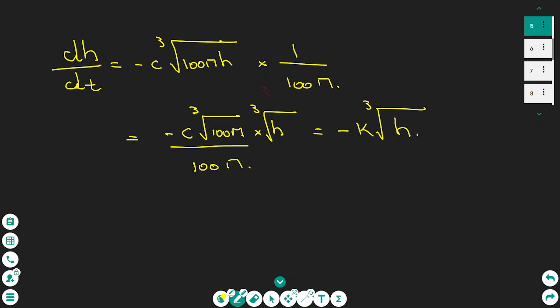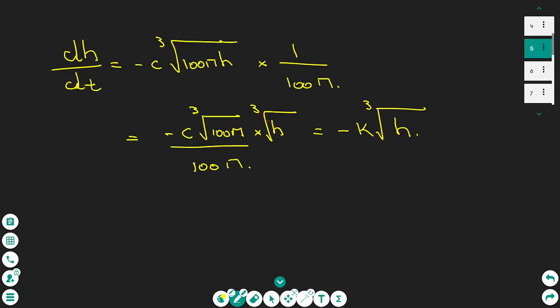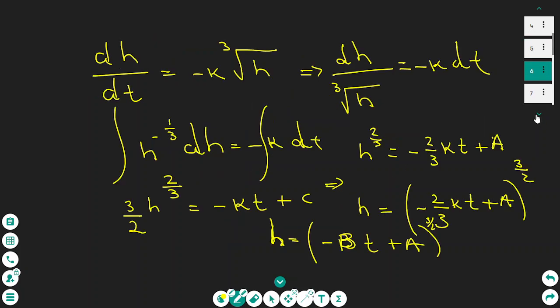Therefore, next what I did, I split the h outside of the cubic root, because in the equation you see you have a cubic root of h. So I need to keep the h outside the cubic root, separate, and make the constant, the parameter minus c cubic root of 100 pi over 100 pi, to be minus k, because it's another parameter. You may write this as a k value, and now you found an expression for dh over dt. And this is another type of modeling.